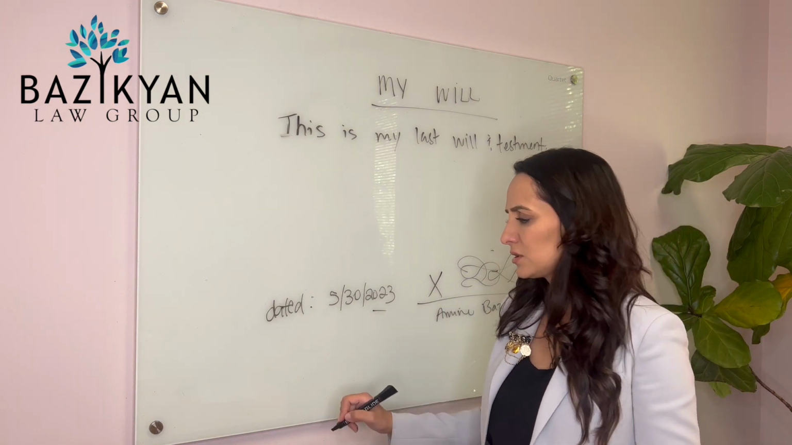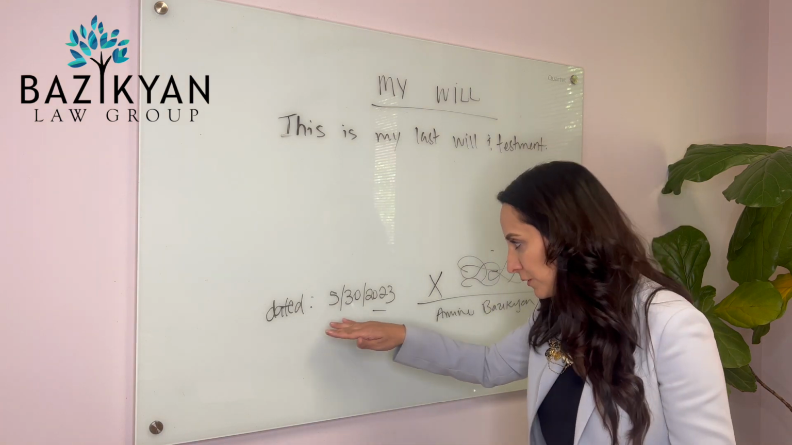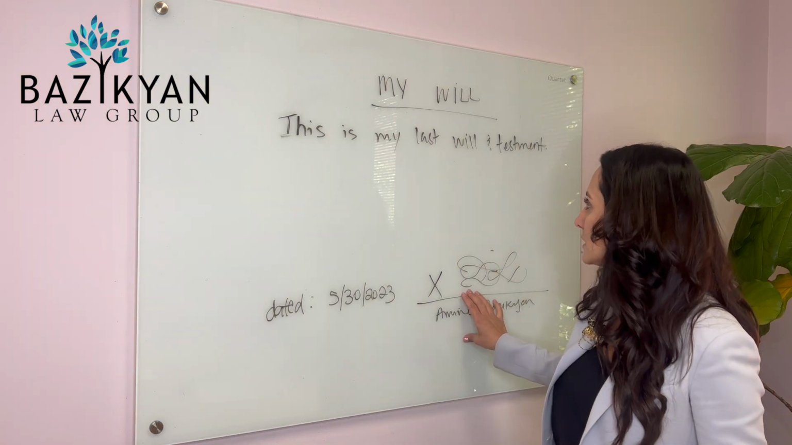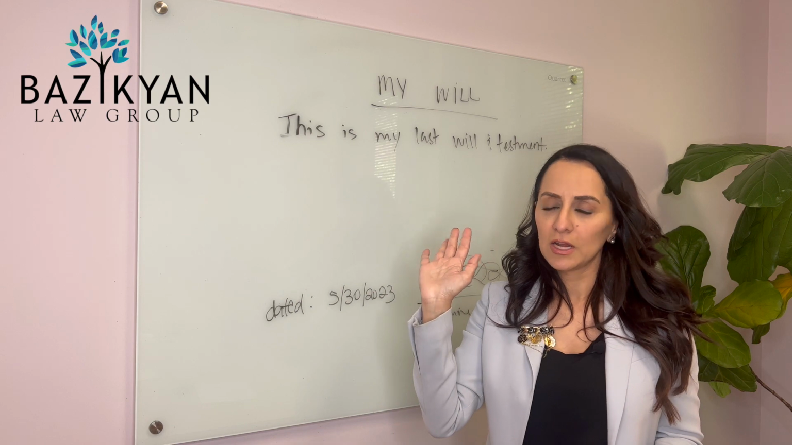Don't write just the month and the year, or the month and the day. Write out the full legal date, okay? So we need date, we need your signature, we need your statement of your intent, and we need to make sure it's in your handwriting.